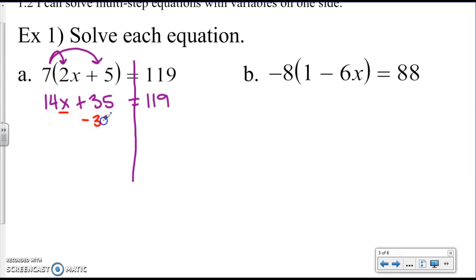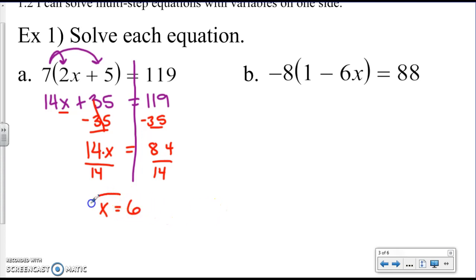So what I'm going to do is subtract 35 from both sides to get 14x equals, and if I subtract 35 here, I end up getting 84. Okay, final step, 14x right next to each other means that's multiplication, not addition, so do not subtract these. We need to divide. So we're going to divide by 14 on both sides, and we end up getting x equals 6. To check this, you could plug this back in and simplify those parentheses and multiply by 7, and you should get 119 for an answer.